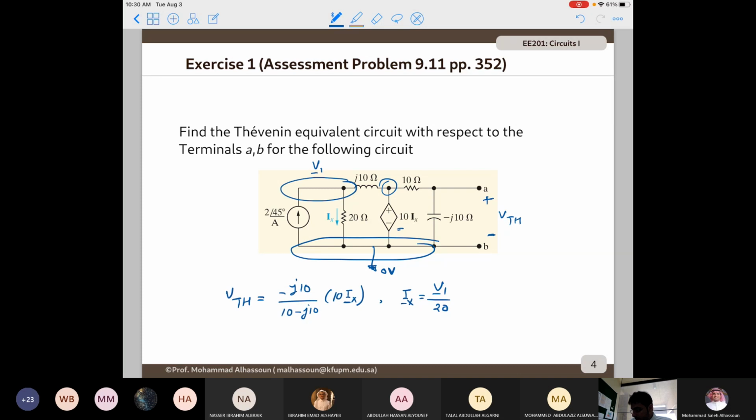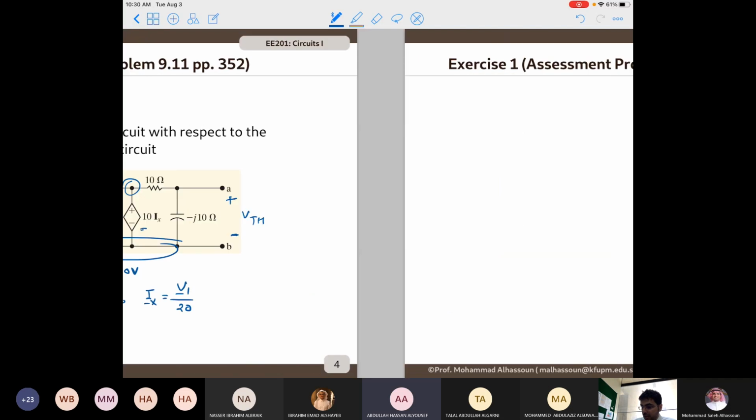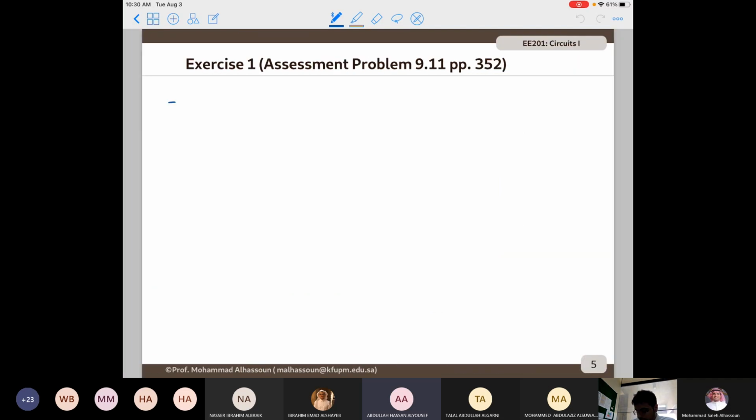Okay, since you raised your hand, let's write the node voltage equation for V1. What is the node voltage equation for V1? Since the current enters the node, we will have the angle with the negative sign. Okay, so starting from this one, it's going to be negative 2∠45 degrees.